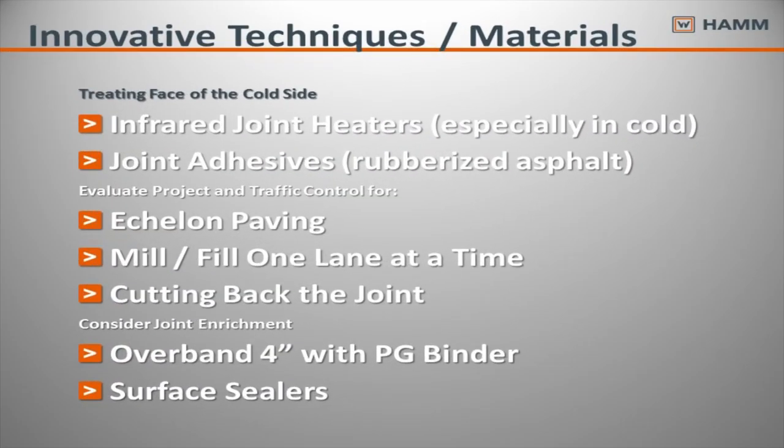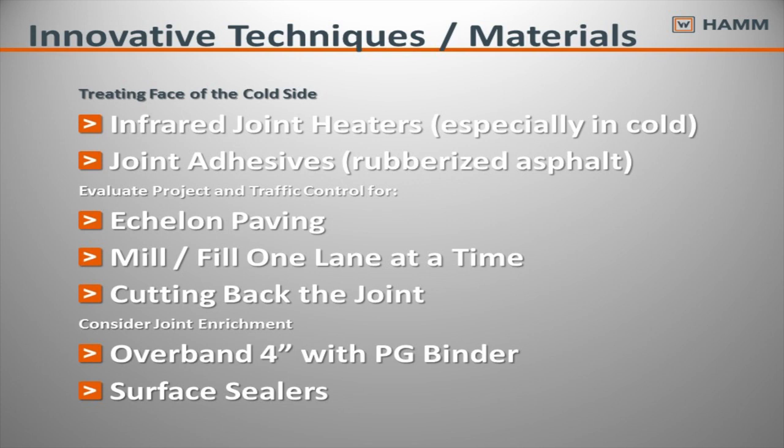There's some other things we can do. Infrared heaters on joints, a little expensive, they work. Joint adhesive, very time and labor consuming. Echelon paving is probably the best to reduce any kind of a joint or create the best joint. That way you got hot on hot, you're going to get a good joint. You probably won't even be able to tell where it is. Mill and fill the lane. We can cut back the joint itself if we need to.